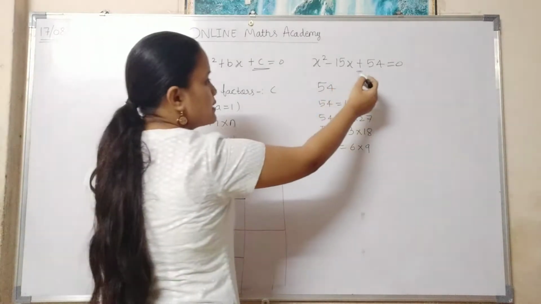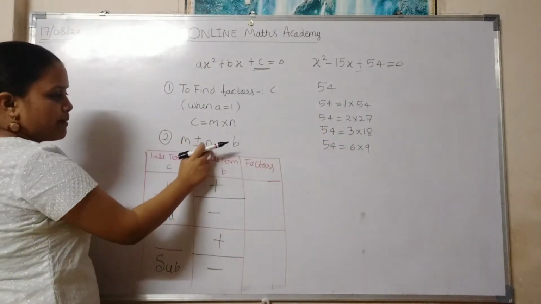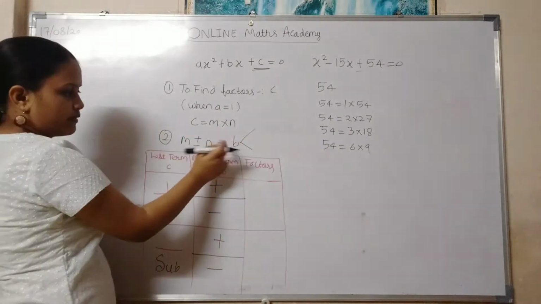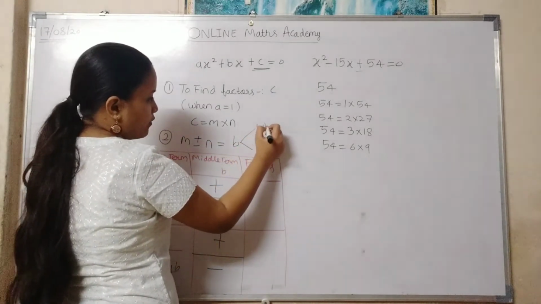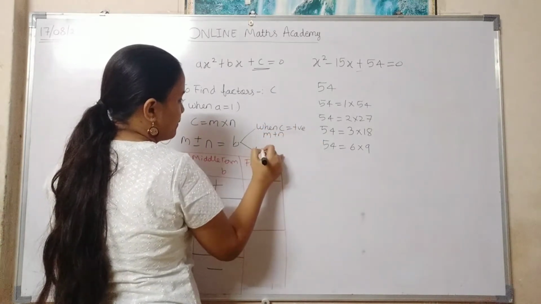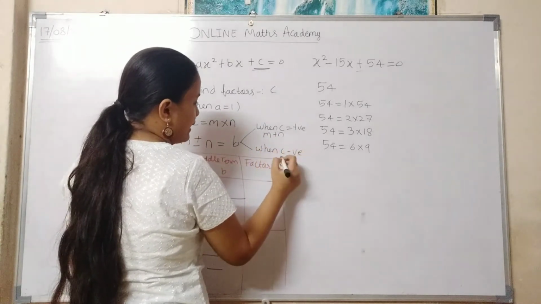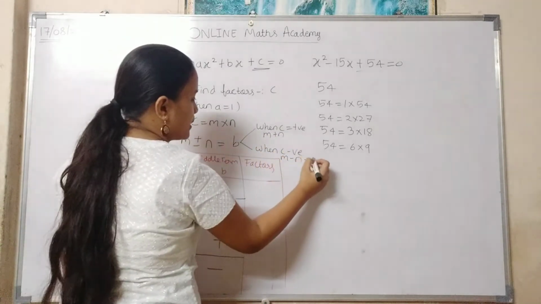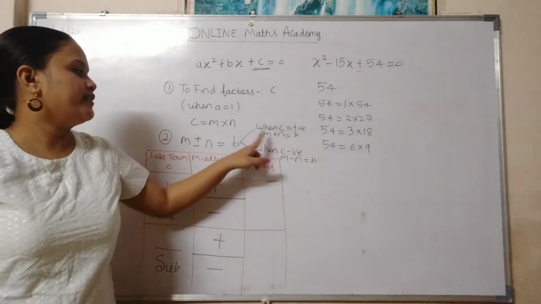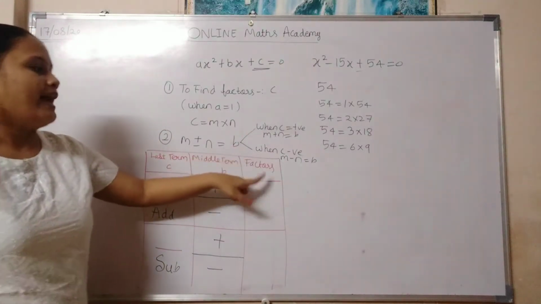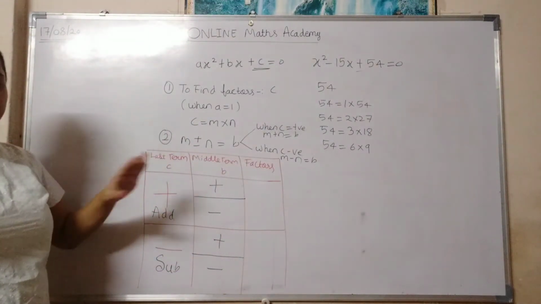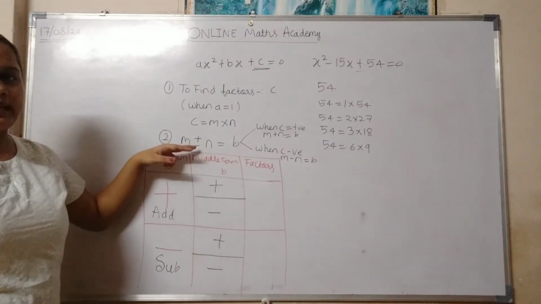Here our last term is plus. So the addition m plus n should give me b. Here I can write that when c is positive, then m plus n, and when c is negative, then m minus n should be b. Okay. When c is positive, the addition of the factors should give me b, and when c is negative, the subtraction should give me b. So one thing is clear: when to take plus and when to take minus.